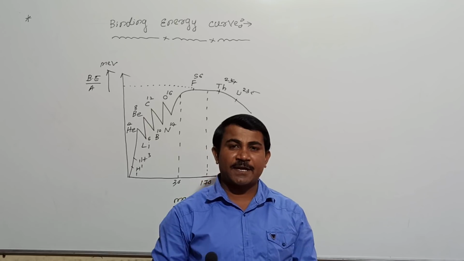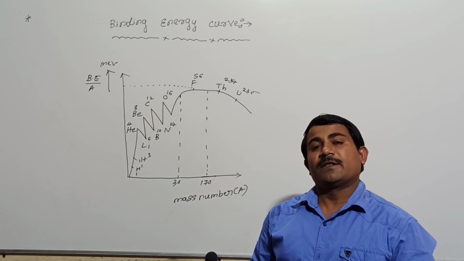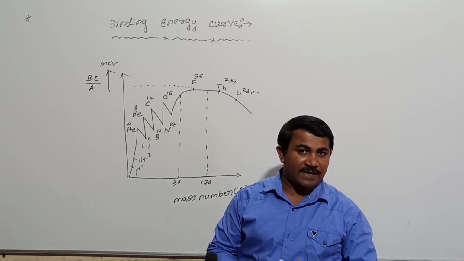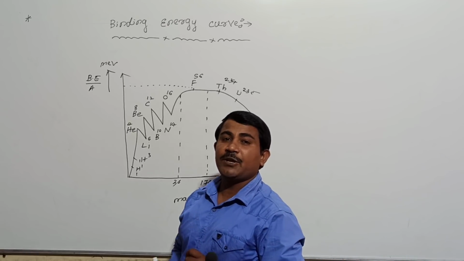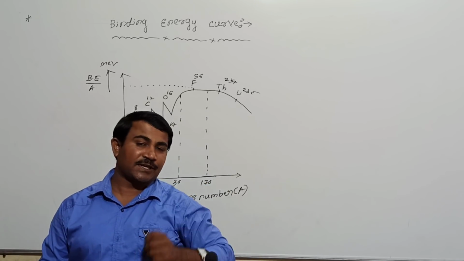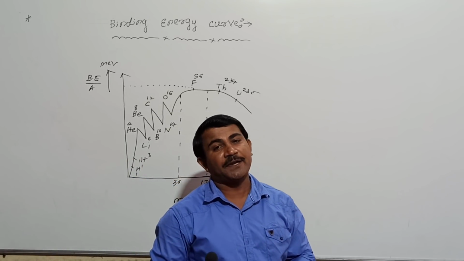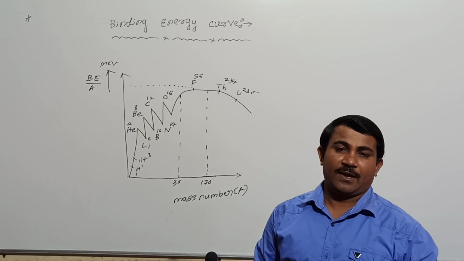And what is binding energy per nucleon? The binding energy divided by mass number, or the energy required to separate a nucleon to an infinite distance from the nucleus, that we are calling binding energy per nucleon.